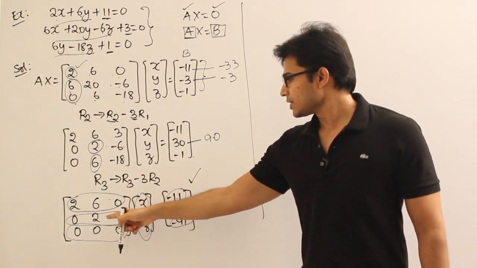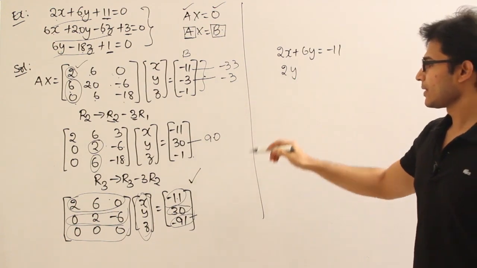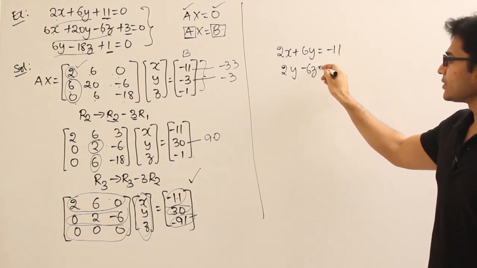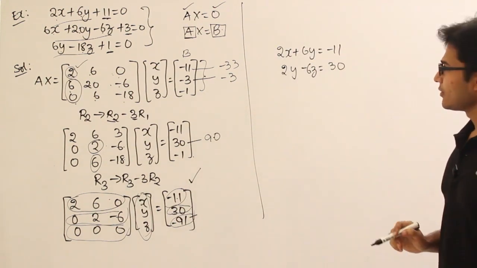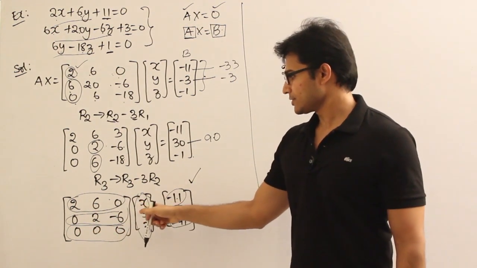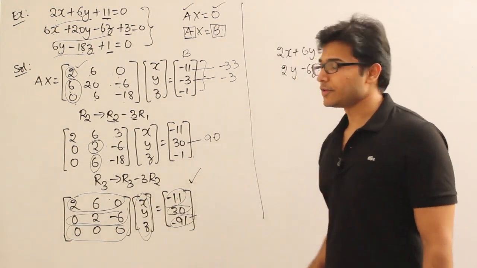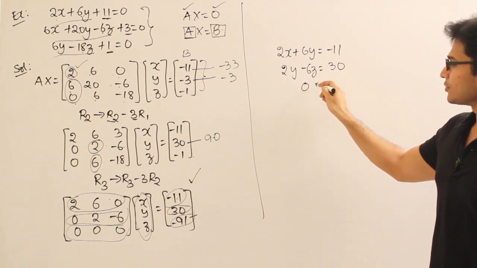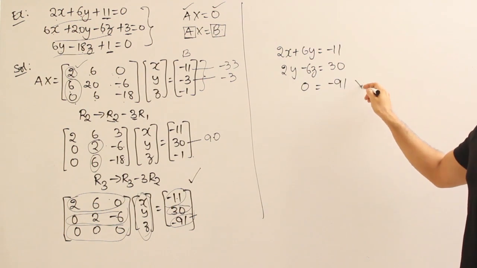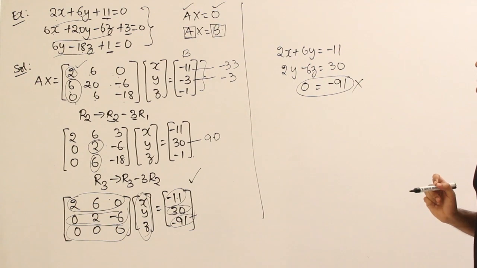And observe the next one, 2y, 0 into x, 2 into y, minus 6z equal to 30. Fine. Observe the last one, it is really interesting. 0, 0, 0 multiplied with x, y, z. So we get some corresponding elements to be 0, 0, 0, which means 0 plus 0 plus 0 equal to 0, and 0 is equal to -91. Observe this. Is it possible? It is not possible.